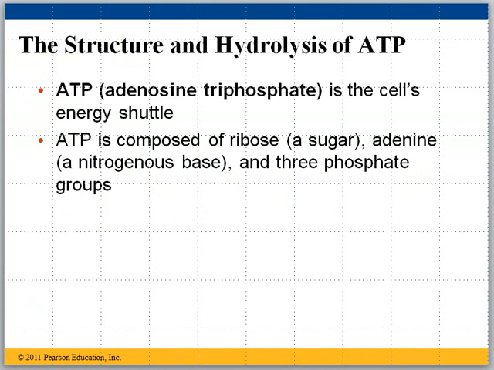The molecule that is at the heart of all of this is the ATP molecule, the adenosine triphosphate molecule. That's the cell's energy shuttle. It's the one that is involved in all of this process. We already know that it's composed of a ribose sugar, an adenine, which is a nitrogenous base, one of the nitrogenous bases we looked at, and three phosphate groups.